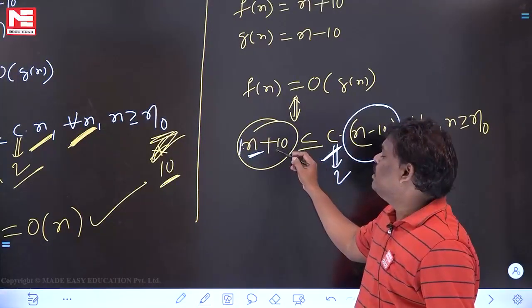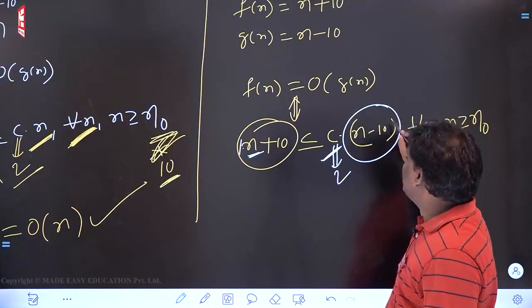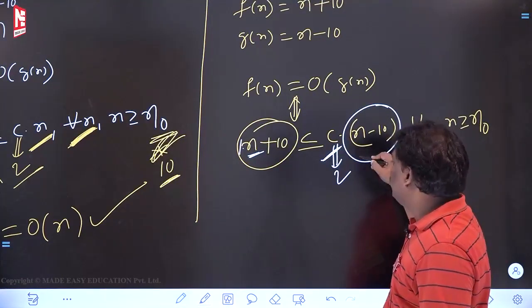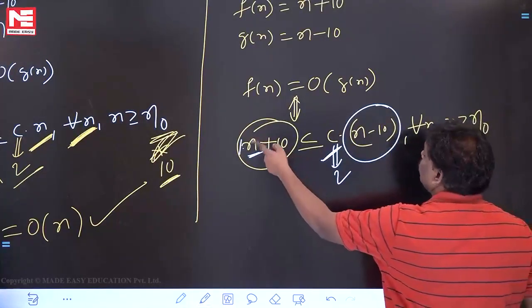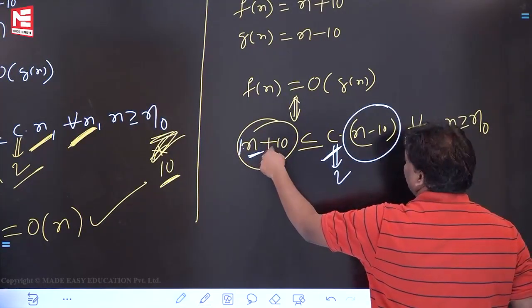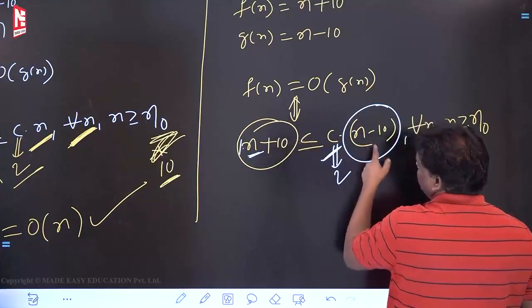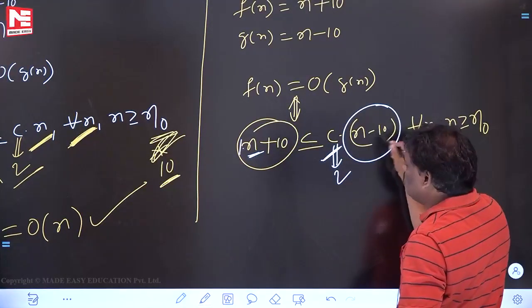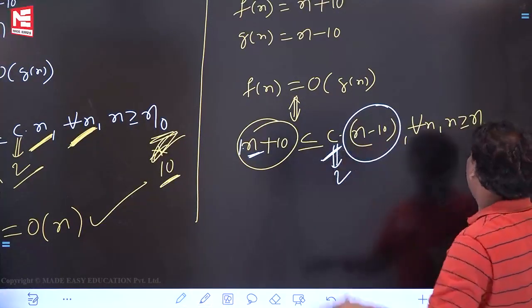What about 20? If the n value is 20, 20 plus 10, what is the answer? 30. But here 20 minus 10 is 10, 10 into 2 is 20. This is 30, this is 20. Very close. Next one. Sorry, n value is 30. Then what is the answer? It will become 30 plus 10, 40. This is 30 minus 10. What is the answer? 20. 20 into 2, 40. I think at n value 30, this relation will hold good.